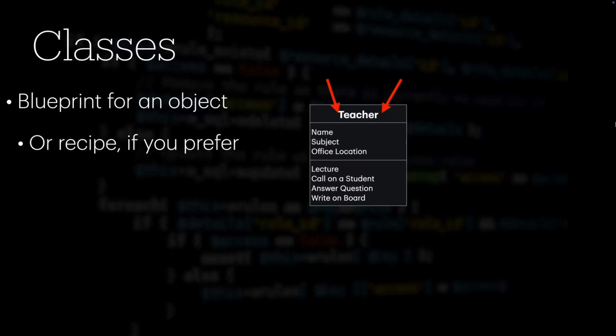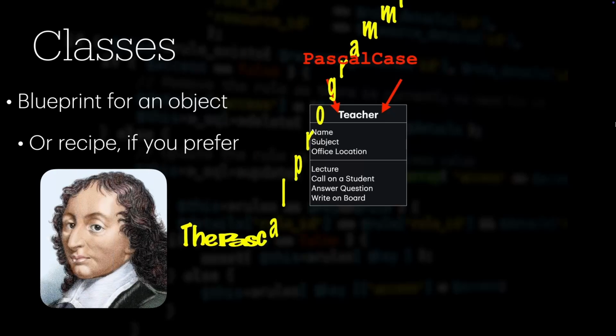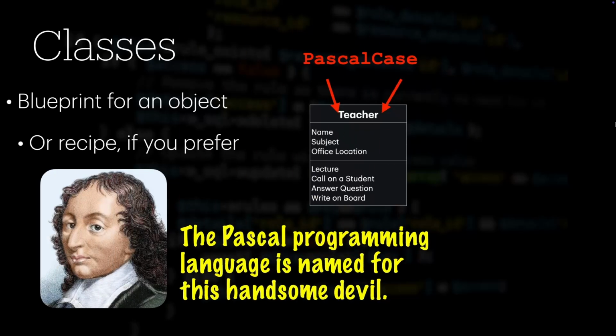Even though I can have a bunch of teachers, the class or blueprint is singular. Remember, one recipe, a bunch of cakes. If a class name has multiple words, we capitalize the first letter of each word, so it's the same as our variables and methods, but we indicate that it's a class by starting with a capital as well. If you're nerdy like me, you're dying to know that this is called Pascal case, because it's used in an old programming language called Pascal.